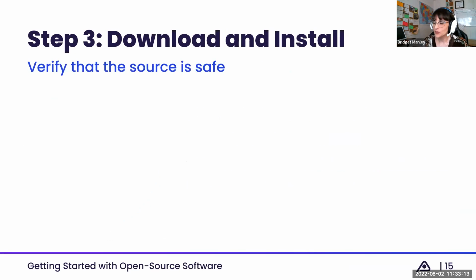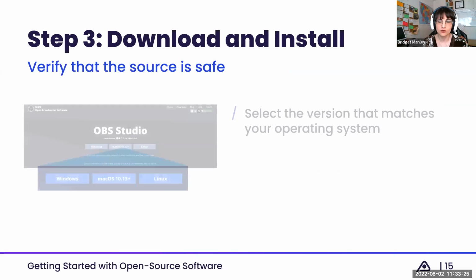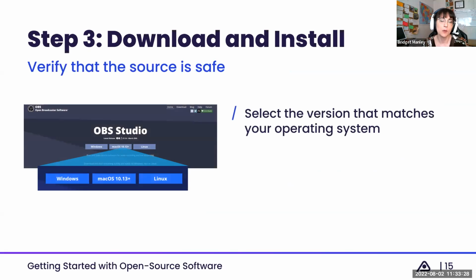Okay, so the third step is after you've found a piece of software you think is going to work for you, is to download and install it. Of course, the first thing you want to do is verify that the source is safe. So we'll get to that in just a moment. But first, just a little bit of housekeeping. When you find that source, if you go to their homepage, you'll want to select the version of the software that matches your operating system.